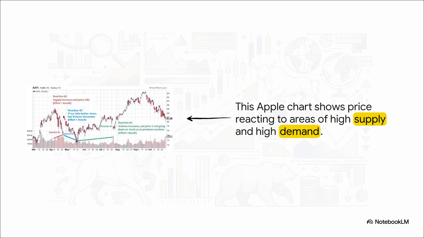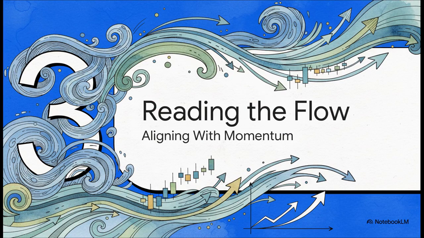And check this out. This Apple chart is a perfect example. See those sharp drops? Every single one happens right as the price taps into one of those pockets of high supply. And the big bounces? Same story, but in reverse. They kick off right from an area of high demand. These aren't just random squiggles. The price is literally reacting to these hidden imbalances. Okay, so now we know how to spot the why behind a price move.